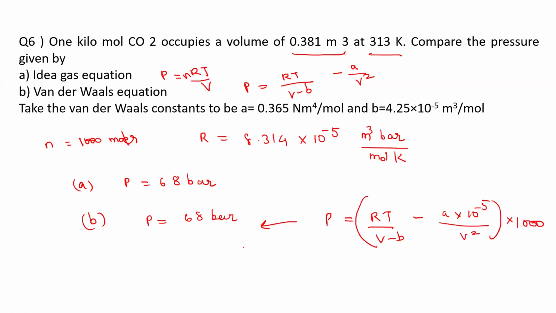So maybe in my calculation, whatever approximations are there are almost correct. If I take every term differently, then I will be getting somewhat of a difference, I guess. So both are giving us 68 bar.